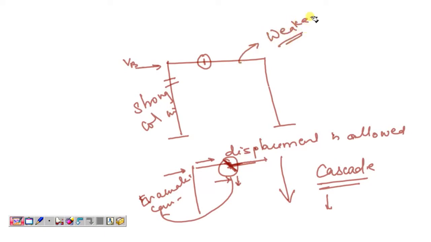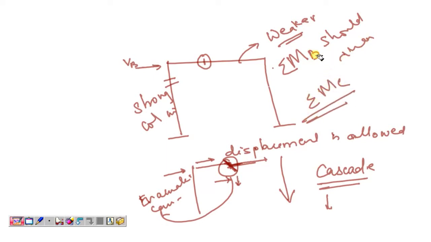So the column should be strong and the beam should be weak, in the sense of moment capacity, which I'll explain in later slides. The summation of MB should be less than the summation of MC. It is not that you have to design the beam weaker or ignore the stability of the beam. You just need to keep in mind that the moment capacity of the column should be greater than the moment capacity of the beam, because we design beams for moment capacity.